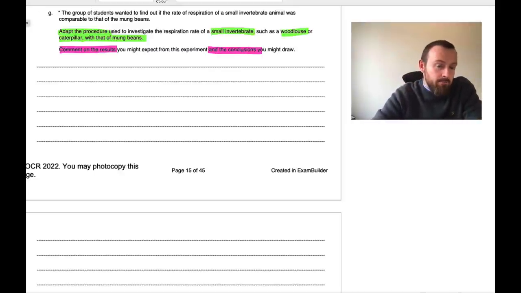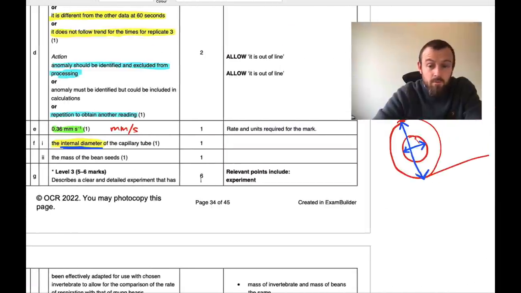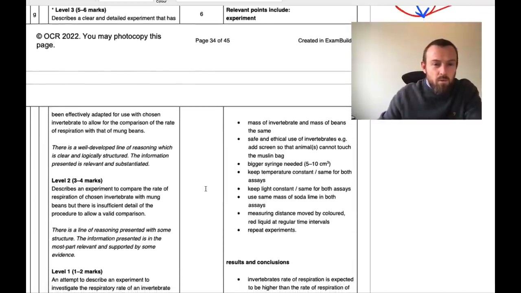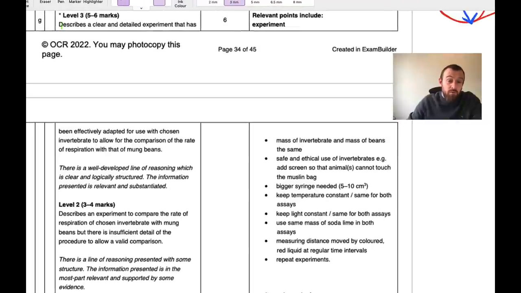Let's get into the mark scheme and then we'll look at some exemplar material. Okay, so what does the mark scheme say? Well, this is on 2 pages of my mark scheme here. It's a bit annoying, but here we go. Level 5 and 6 is what we're all going for, right? The top describes a clear and detailed experiment that has been effectively adapted for use with the chosen invertebrate to allow for the comparison of the rate of respiration with that of mung beans. Clear and detailed. And then basically it just says it's written well. Okay, that's level 5 and 6.